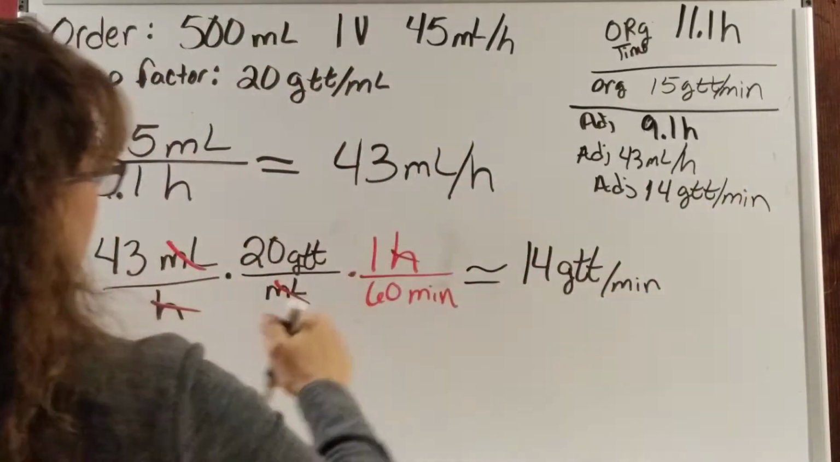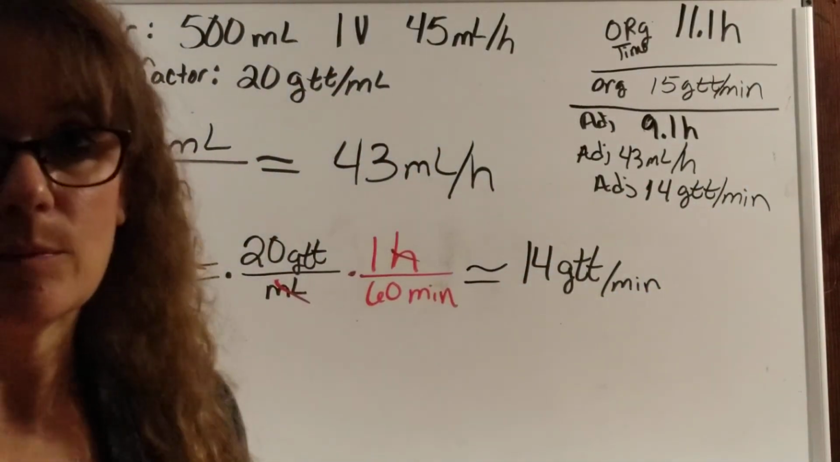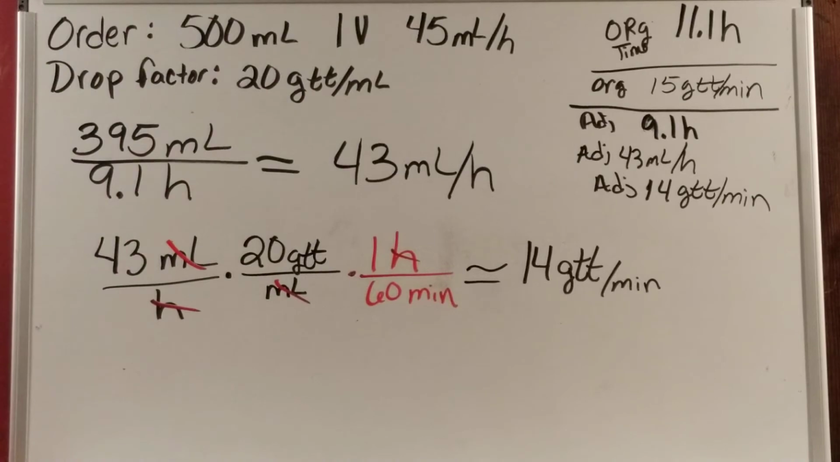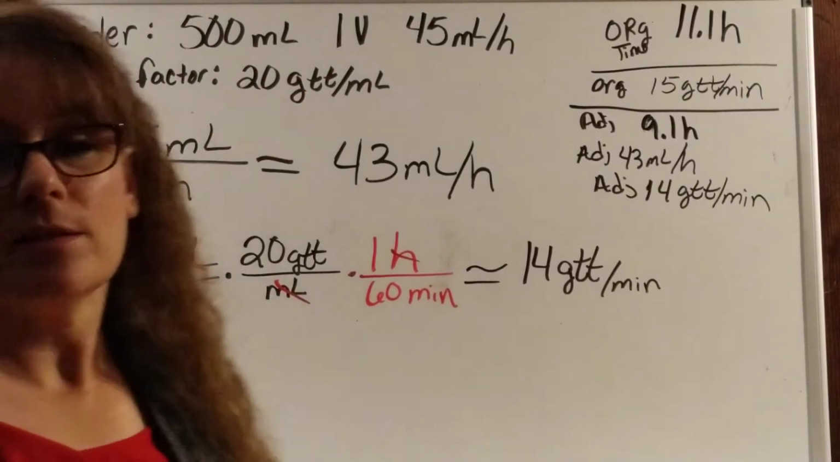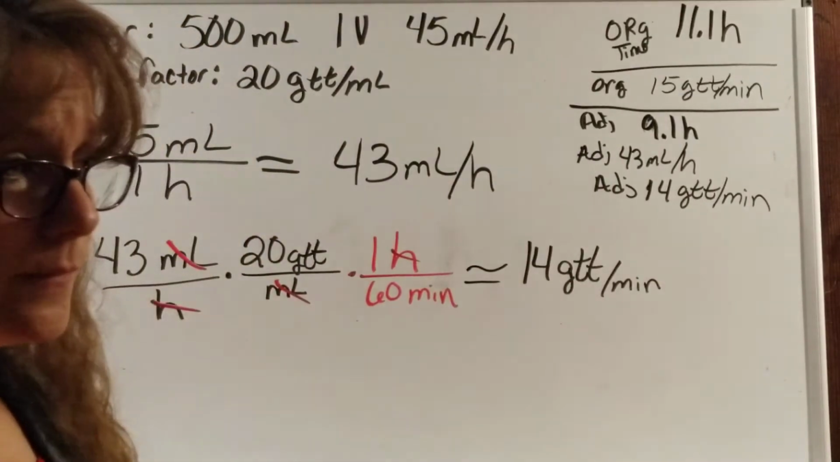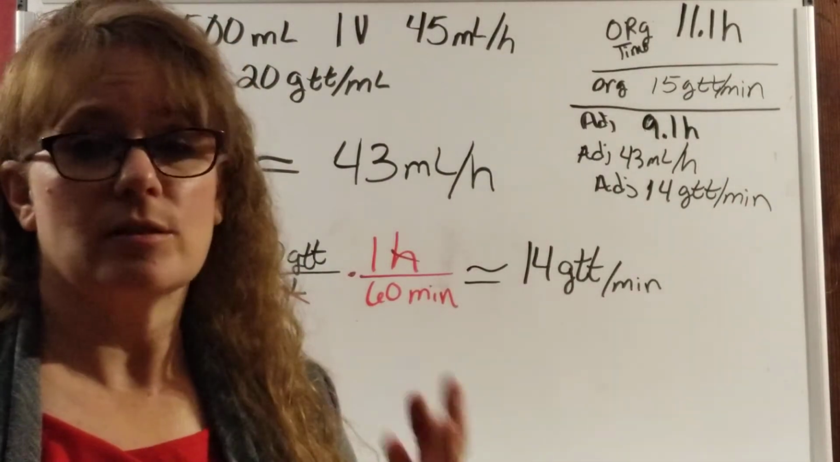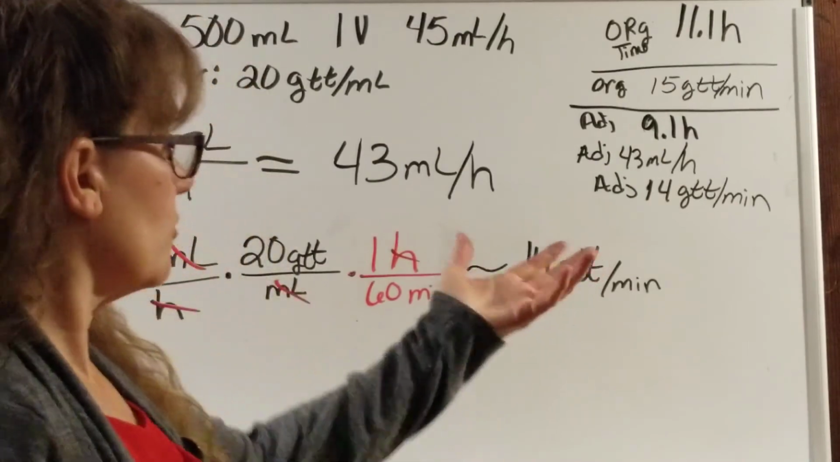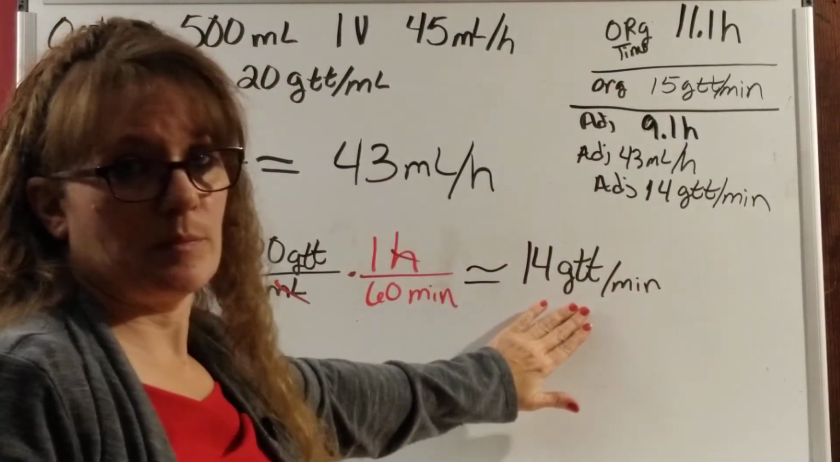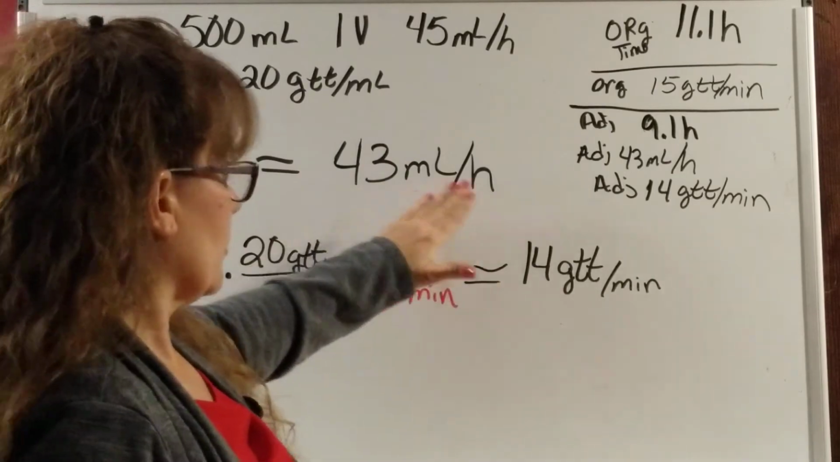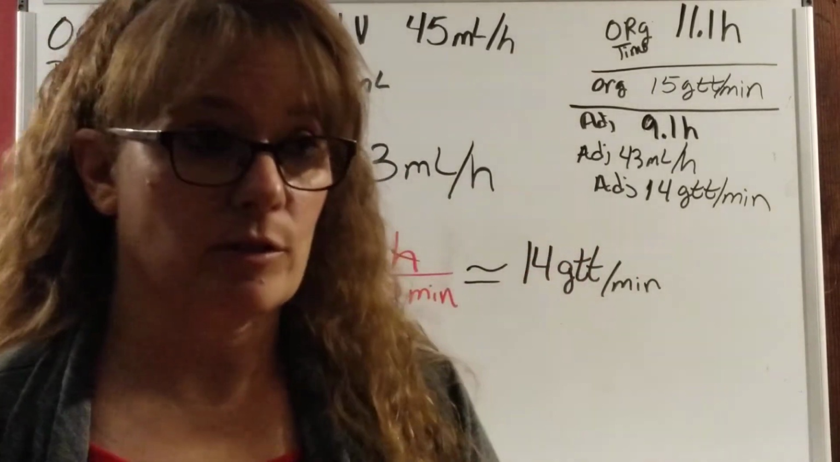So I can erase this. So now here we're going to do the last part. The last part is the variation, and I'm going to give you the formula. And why is the variation important? It is important because we want to make sure that our adjusted flow rate of drops per minute and milliliters per hour is safe for that patient.